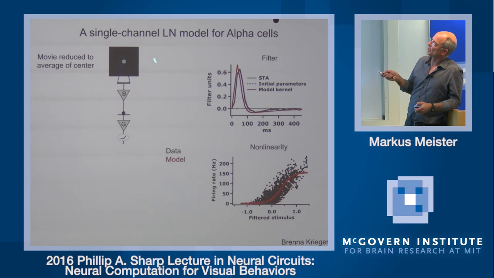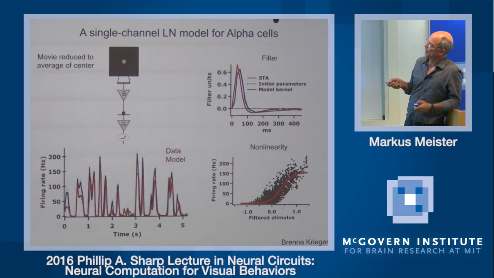And we started with the simplest model you can think of, an LN model that convolves the time course of this with a linear filter and then takes the output of that and runs it through a static nonlinearity. And you can estimate both the filter and the nonlinearity by standard methods from the data. And here's the result. In black are the data, the measured firing rate of a ganglion cell under the movie. And in red is the prediction from this very simple model. And the prediction also has about 80% correlation with the real response.